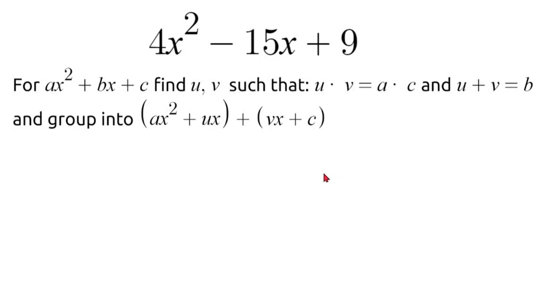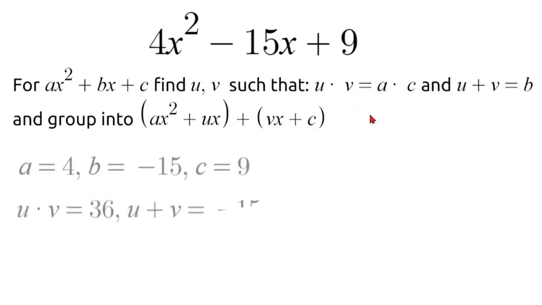So what that would look like is we need to first take our a, b, and c values. So our a value is 4, our b value is negative 15, and our c value is 9. And now according to this equation up here, we would take our u times our v is equal to our a times our c. A times c, 4 times 9 is 36. Then we take our u plus our v is equal to b, and our b is negative 15.